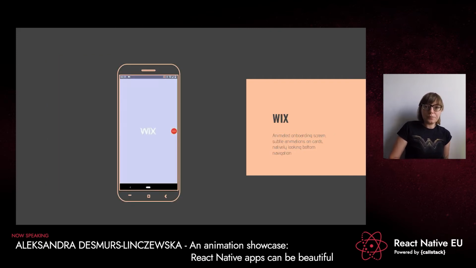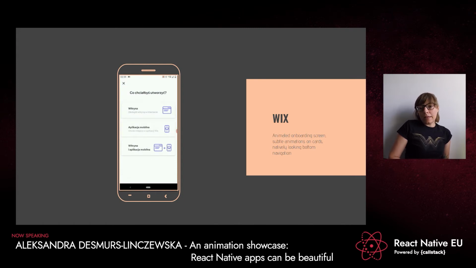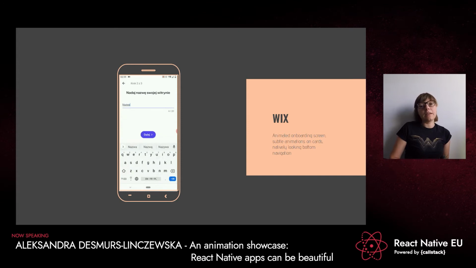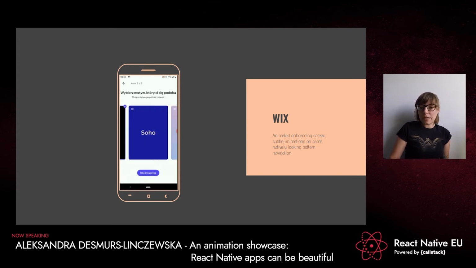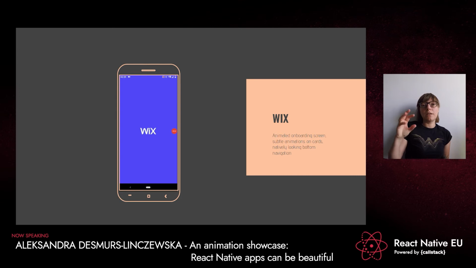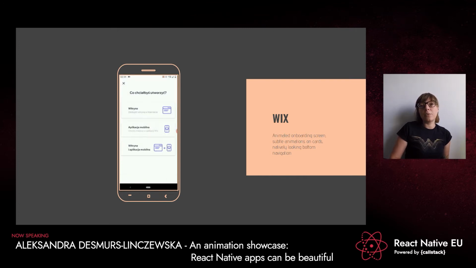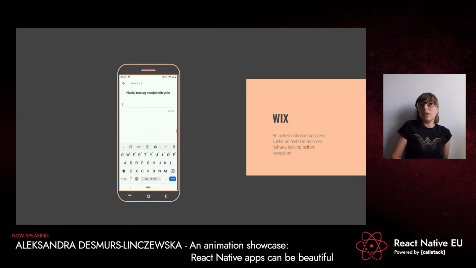The second real world example that I want to show today is the Wix app. Wix has a very nice animated onboarding screen, and they use subtle animations and cards. And when we get to the navigation, they use a very natively looking nice animation with a round button that appears only if you scroll up to the top. That's something that helps orient the user, get them where you want them to be, and have a blast using your app.